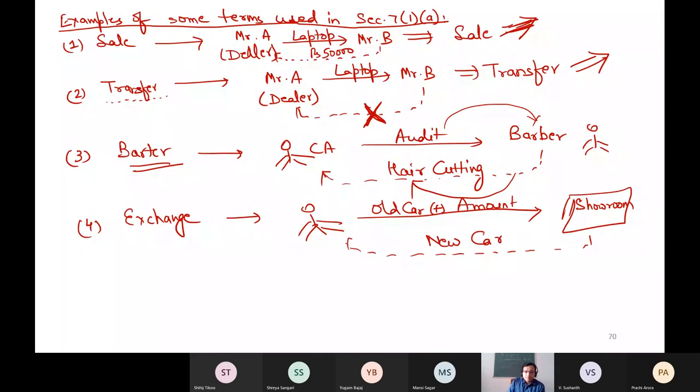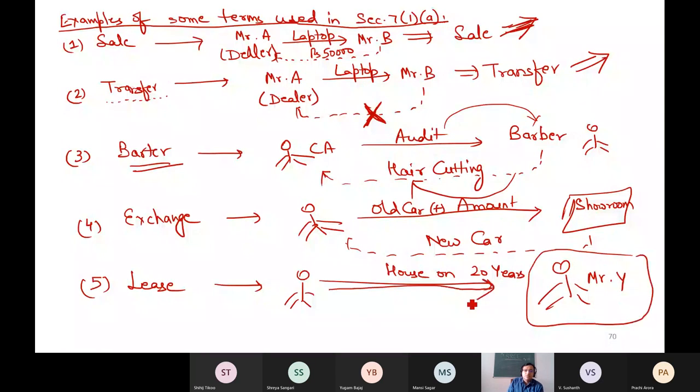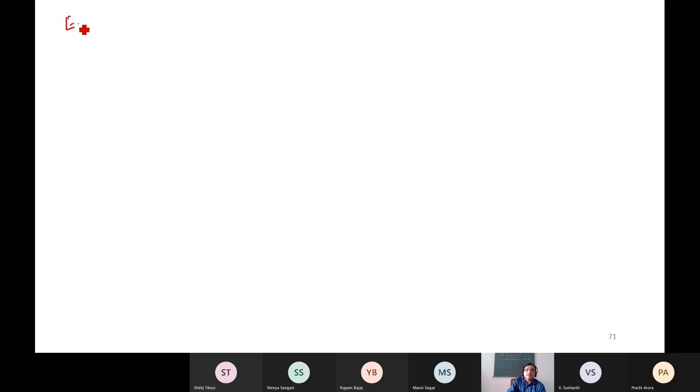Last, lease. I have given my house on 20 years lease to Mr. X or Mr. Y. It's nothing but lease. It is an example of lease. So I simply wanted to discuss with you first the meaning of these. Now whether these are supply or not, that is another case. These were the meanings. Now let us discuss some examples of supply.